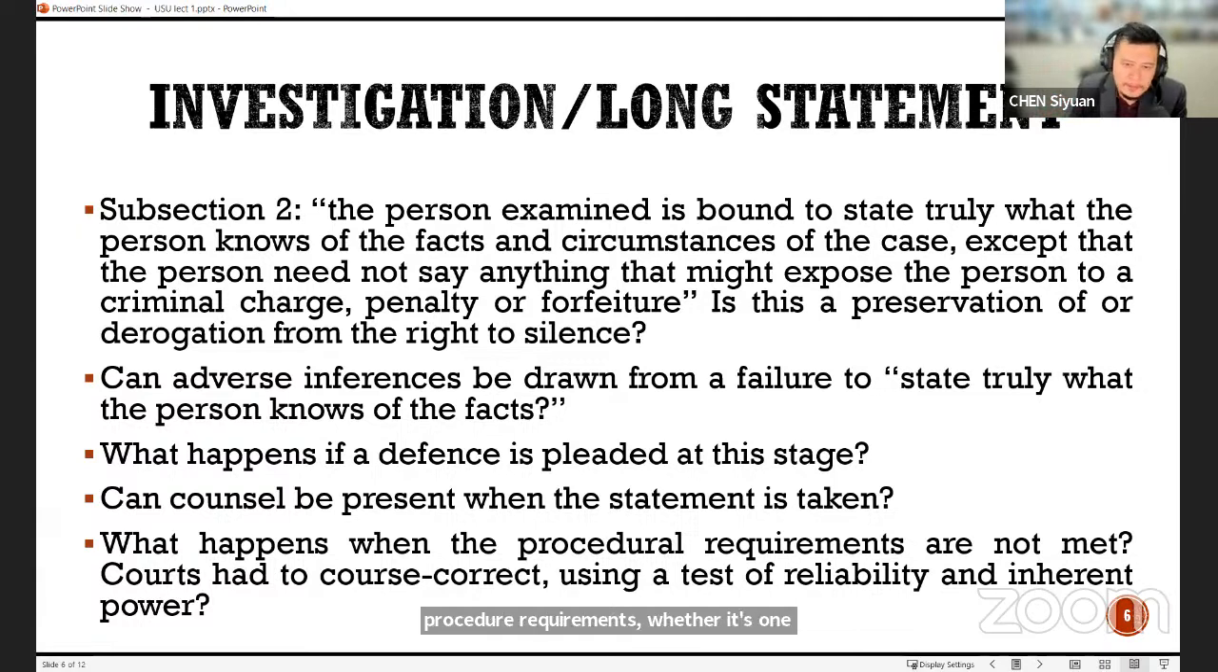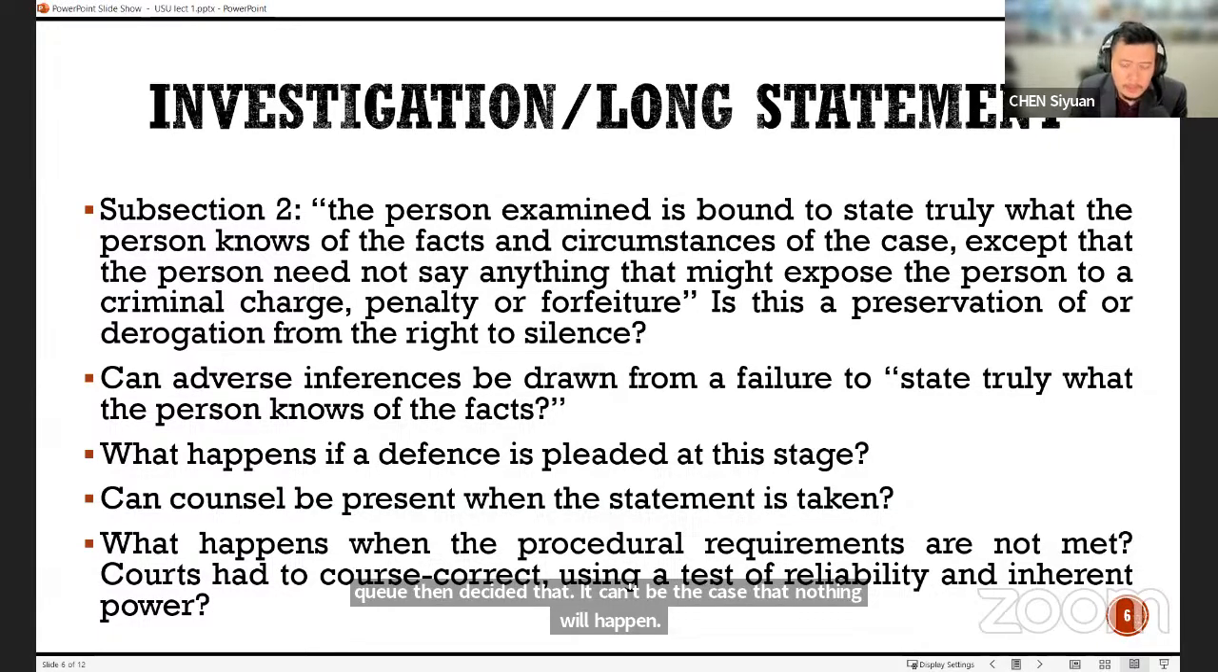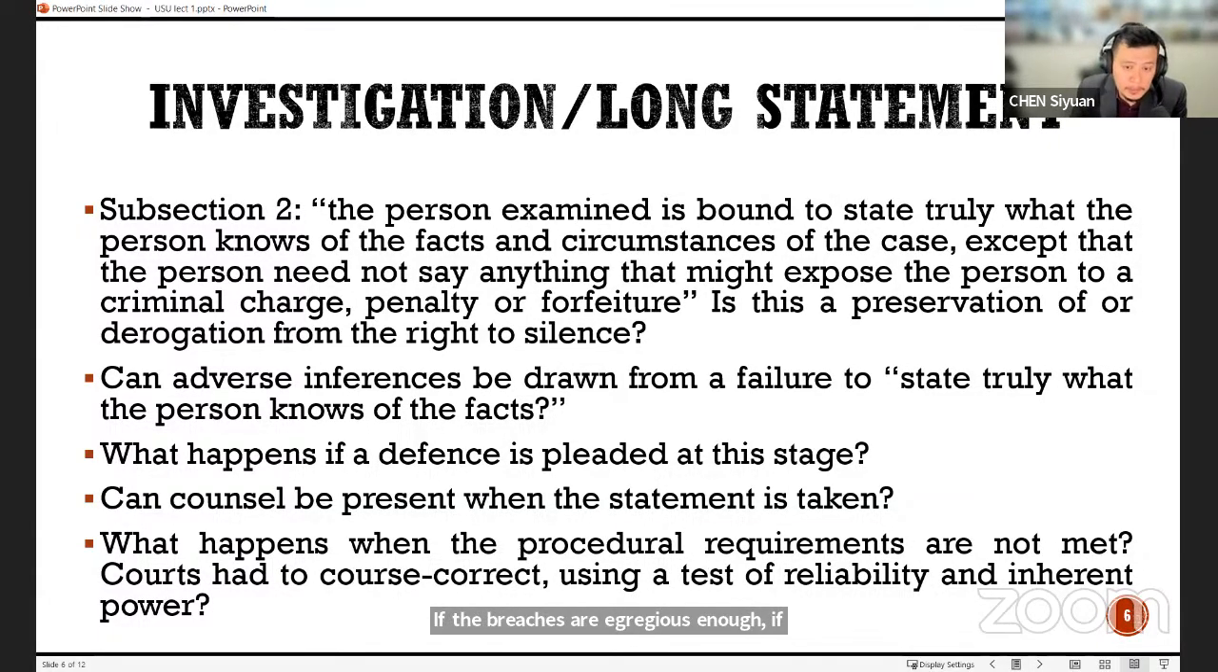Nothing will happen. So it was only in 2011 that the Court of Appeal decided that it can't be the case that nothing will happen. If the breaches are egregious enough, if they're substantial enough, and they're committed with intent. In other words, it's not just that the police forgot, but the police purposely went out of the way to not record things properly, then the court can exclude the evidence. The court can exclude the evidence, and so the evidence cannot be used by the prosecution at all. But it took us a while.